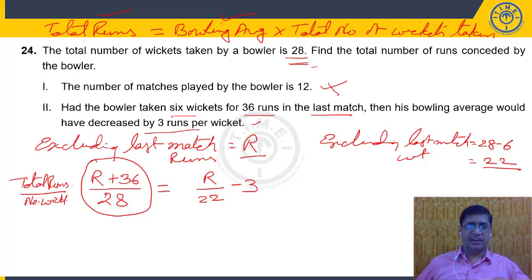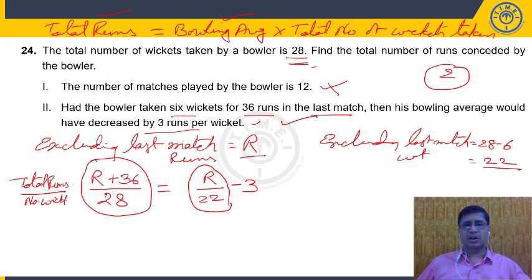Then what happened here? After the last match, the average decreases by 3. What is the average? Average is equal to R by 22. Decreases by 3 means minus 3. So this is an equation with one variable. By taking variables on one side and simplifying this, you will get the R value. Means it is possible to answer with statement 2 alone. So what is the right choice? Right choice is option 2.